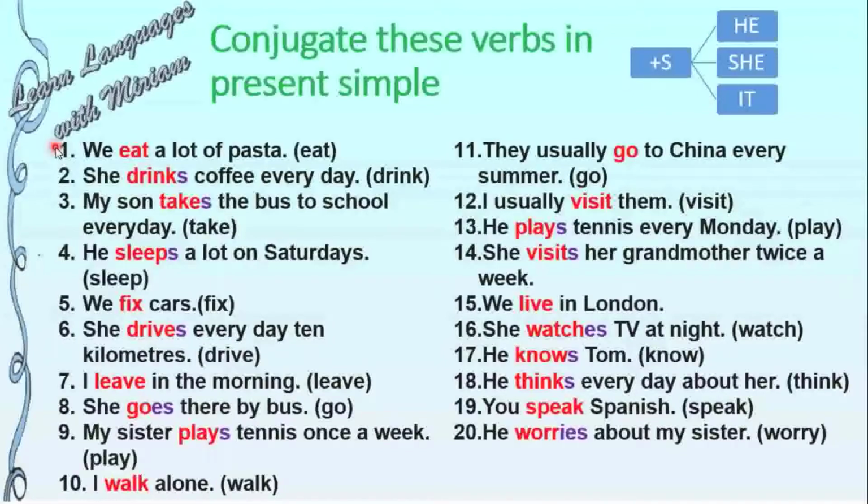Let's see first one. We eat a lot of pasta. In this case, we have the subject we, so we do not add s. Second, she drinks coffee every day. Here we have she. In this case, we just add an s. 3. My son takes the bus to school every day. In this case, we have to add just an s.